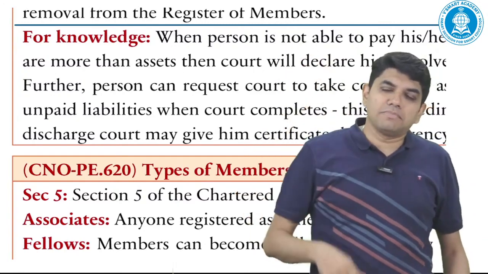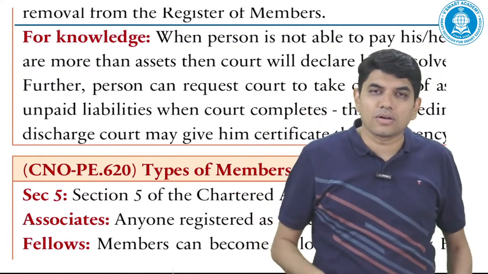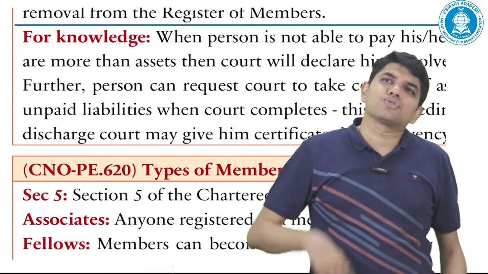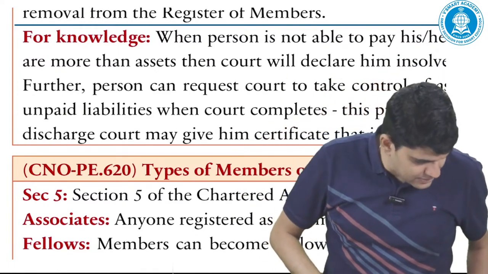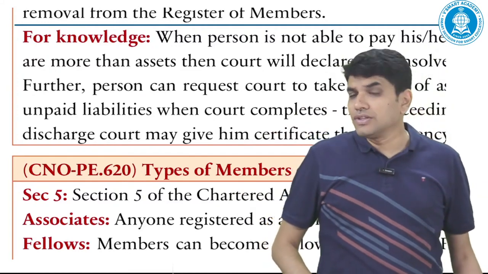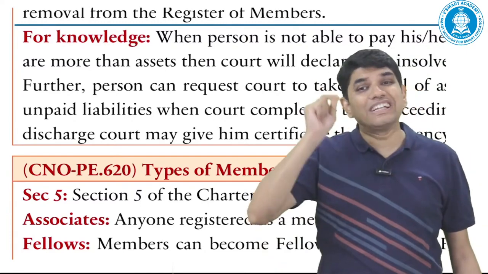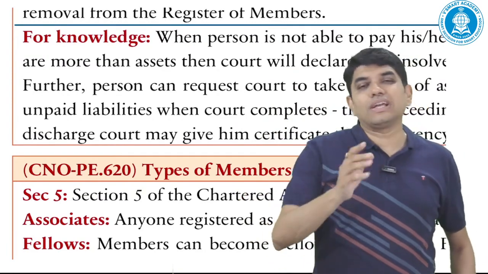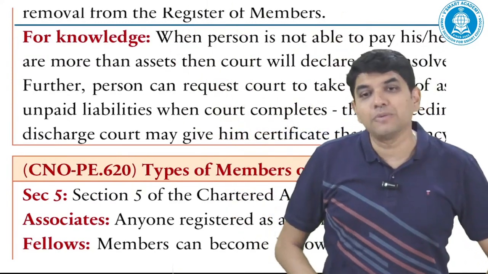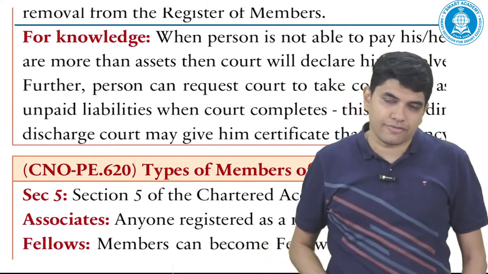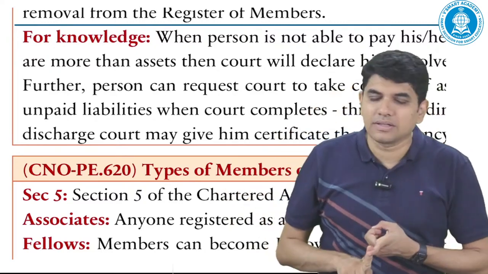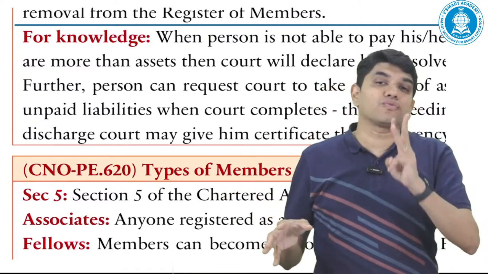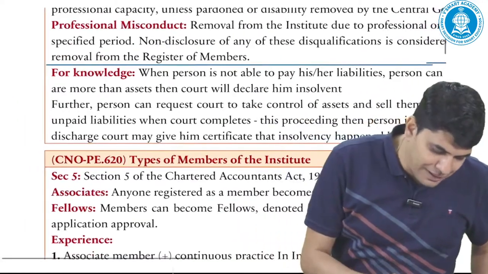I made restaurants and we were hit by COVID. My misfortune. So the court will give a certificate: yes, he is a discharged insolvent, and the insolvency is not because of his wrong deeds, it is because of his misfortune. So that he can show this certificate to people, prove his innocence and start his new life. So first happens insolvency, then you go to court for discharge, and then you may or may not get a misfortune certificate. So that is explained here.